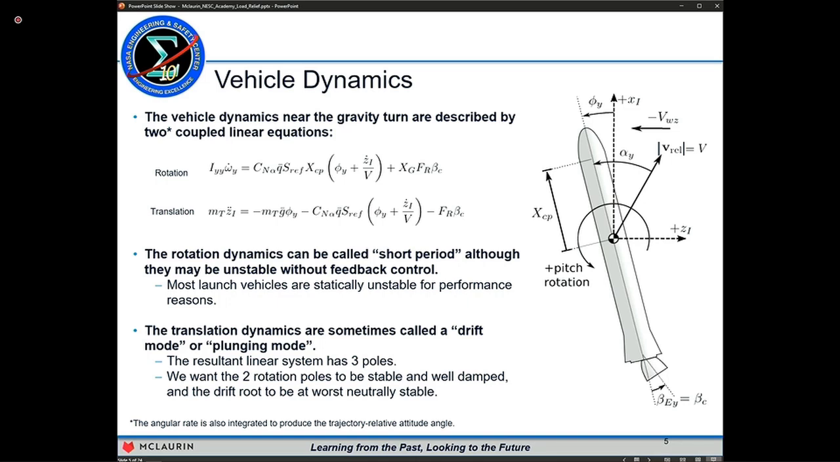Does the vehicle turn into the wind and diverge? Does the translation diverge exponentially? Does it essentially reach steady state, or does it return to the equilibrium trajectory? So the idea with load relief is that usually we want the two rotation poles to be stable and well damped, with a nice 0.707 type response. And we want the drift root to be at worst neutrally stable, where you can perturb it and it just looks like an integrator, and maybe the vehicle scoots laterally off the trajectory a little bit, but it doesn't continue unless it's actively disturbed.